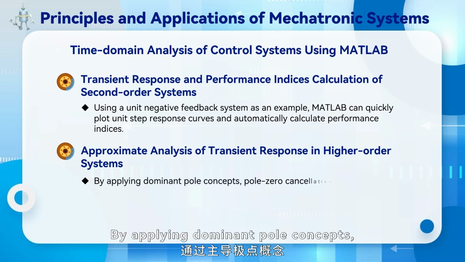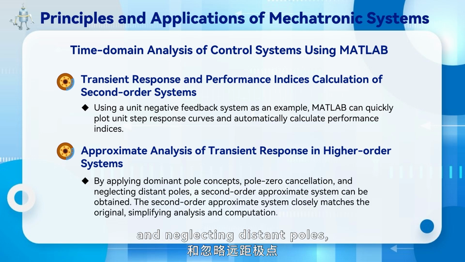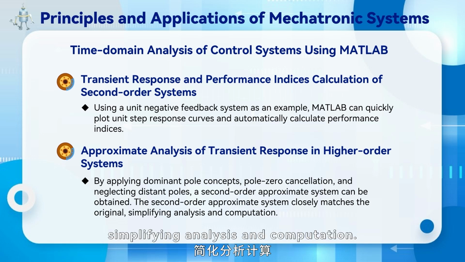By applying dominant pole concepts, pole zero cancellation, and neglecting distant poles, a second-order approximate system can be obtained. Comparing the unit step responses of a fourth-order system and its second-order approximation shows that the approximation closely matches the original, simplifying analysis and computation.